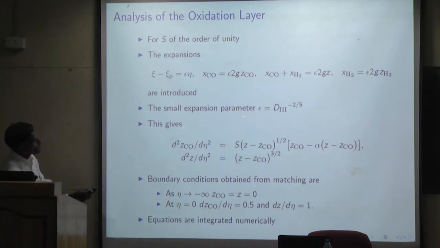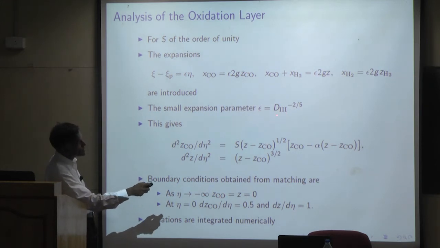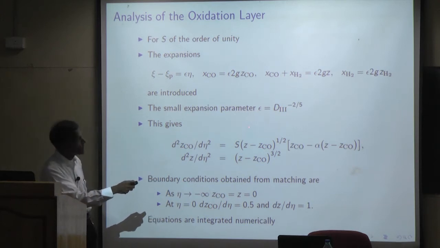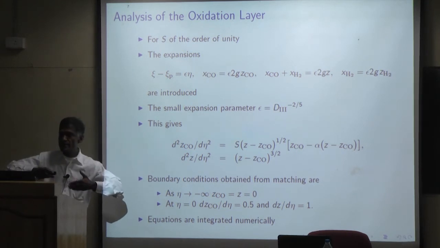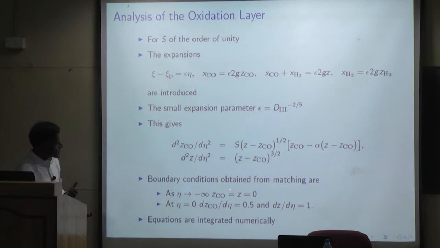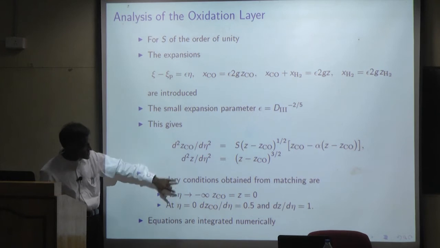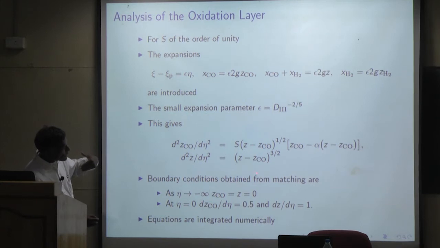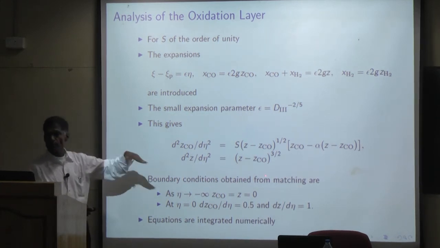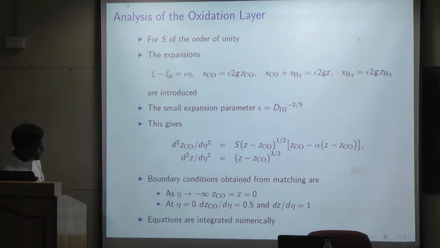Now you select the small parameter, because of the large Damkohler number asymptotics, D3 is very large. The small parameter is chosen such that epsilon is the minus 2/5 power of the Damkohler number. When you do that, these are the two differential equations you get for solving the structure of the oxidation layer, and these are the boundary conditions. It's possible to integrate these equations subject to these boundary conditions, and from the integration you can get the profiles of CO and H2.